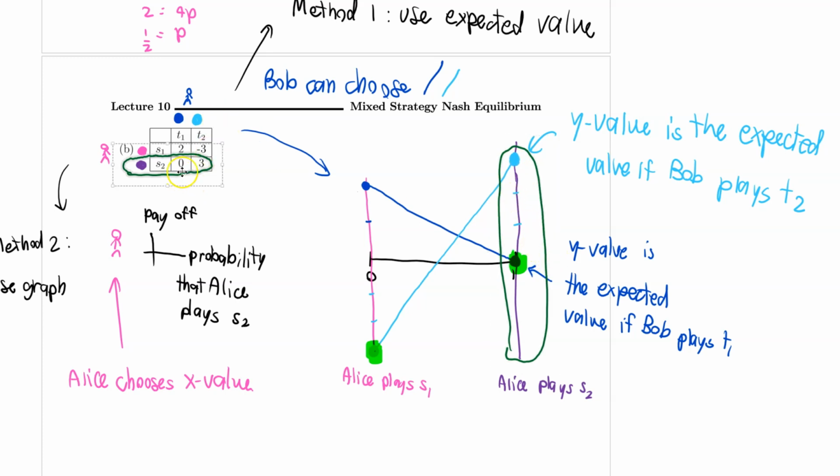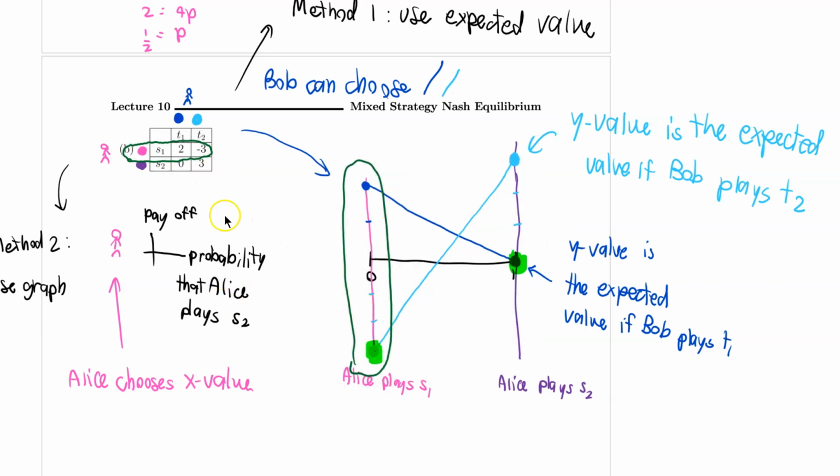So again, let me do this one more time. If Alice were to play S1, that means I'm at the pink line. And then Bob has to choose between 2 and -3. 2 here and -3 here. And Bob likes smaller numbers, so he chooses the bottom one. He would rather get money from Alice.